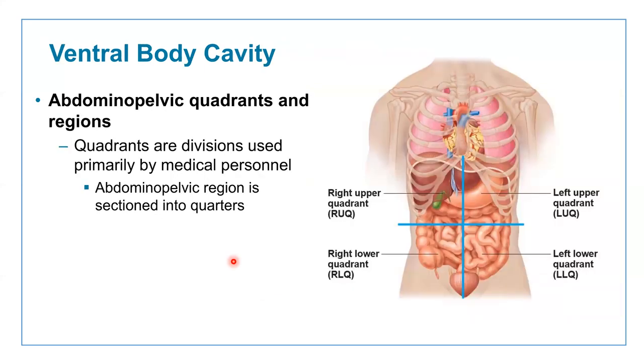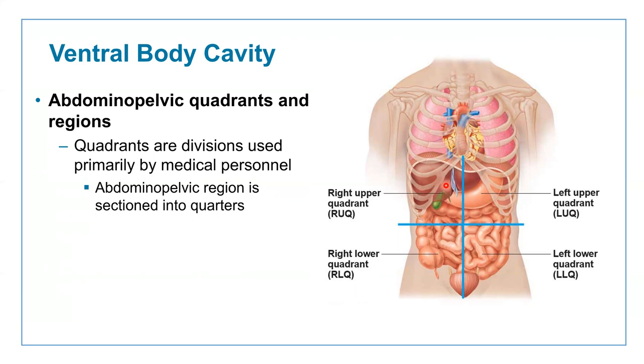Now, abdominal pelvic quadrants and regions. Quadrants are divisions used primarily by medical personnel. So four quadrants are used in the medical field. Abdominal pelvic region is sectioned into four quadrants, and names are really easy. It's a right upper quadrant, left upper quadrant, right lower quadrant, left lower quadrant, or RUQ, LUQ, RLQ, LLQ. And you can see that different organs are located in different quadrants.